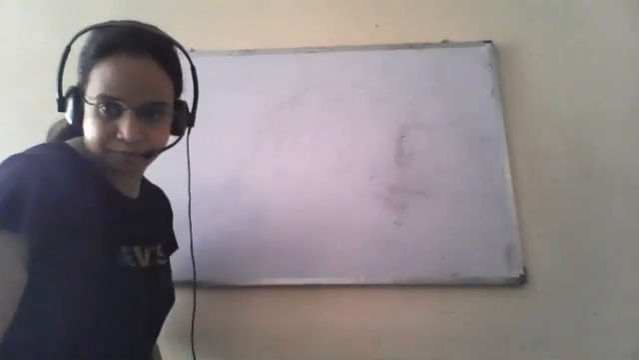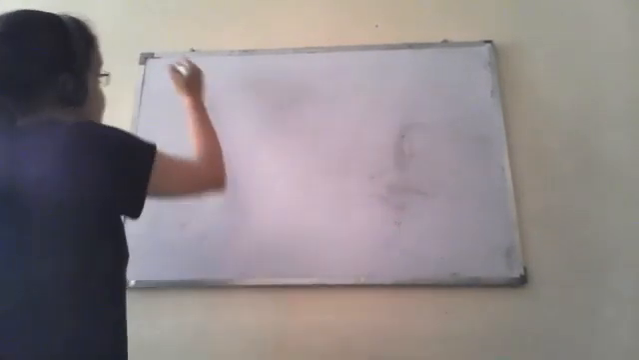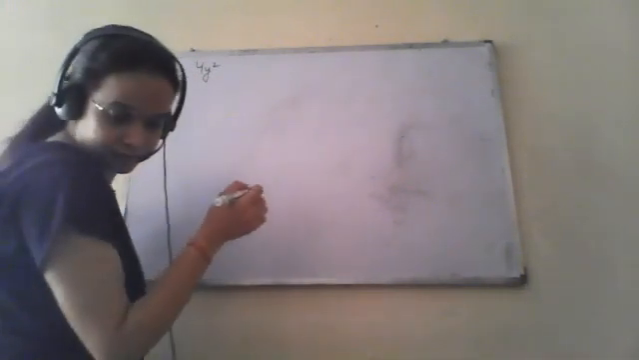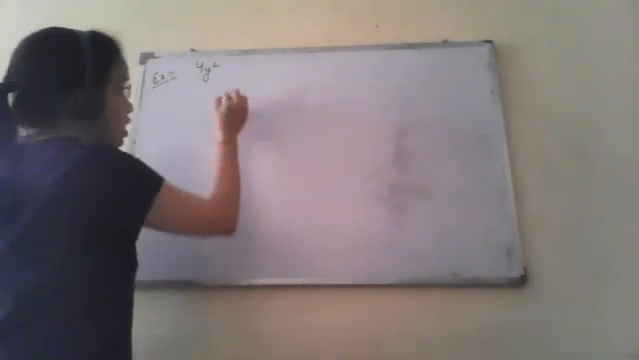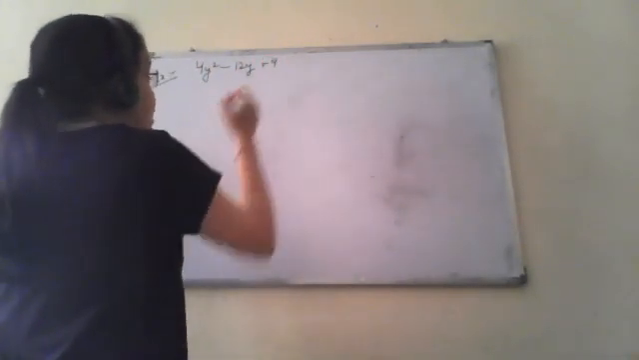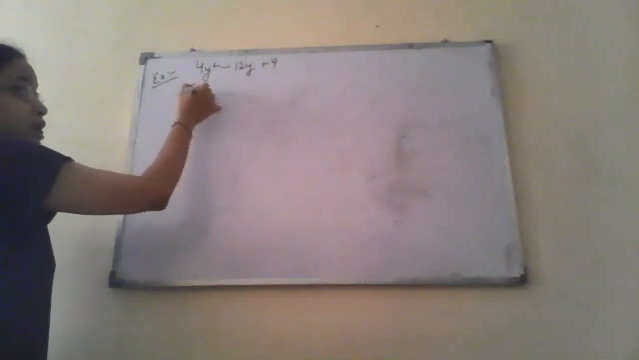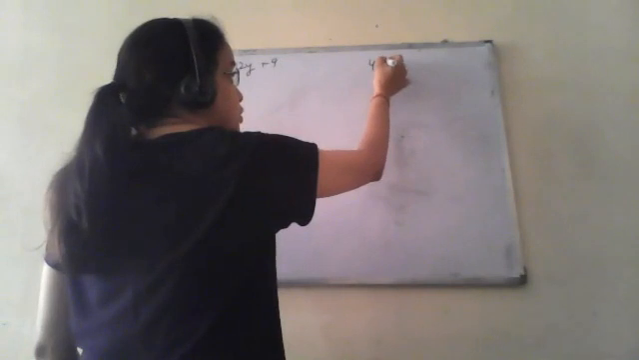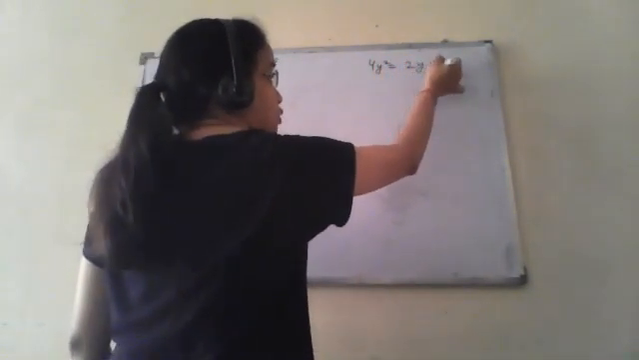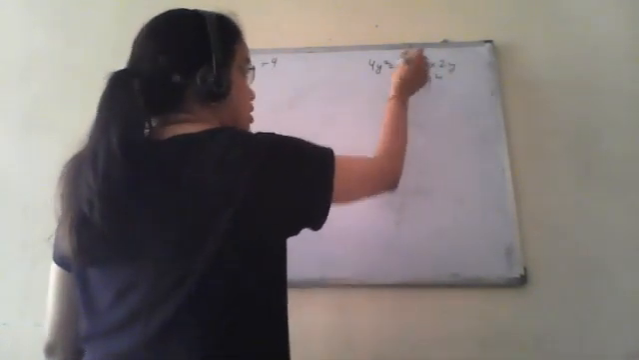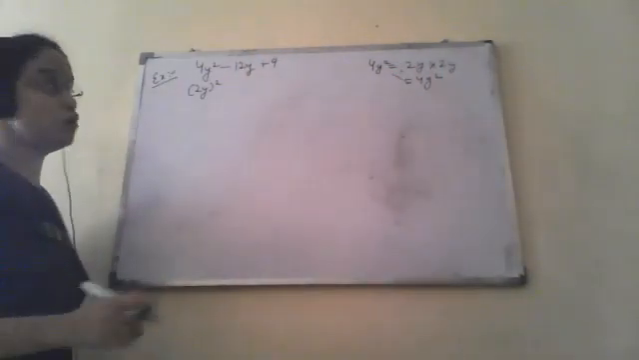Next example is example 5. It is 4y square minus 12y plus 9. Now this 4y square can be written as (2y) whole square, because 4y square is 2y into 2y. This is 2 into 2, 4, and y into y will be y square. So these two are equal. So we can rewrite it as (2y) whole square.